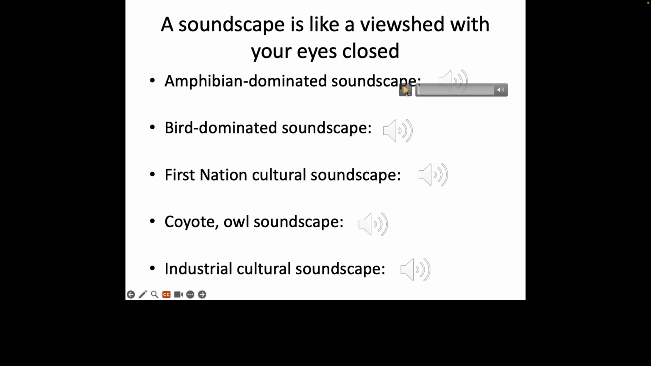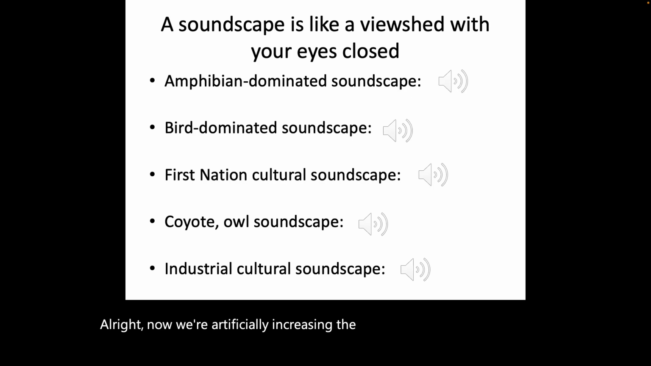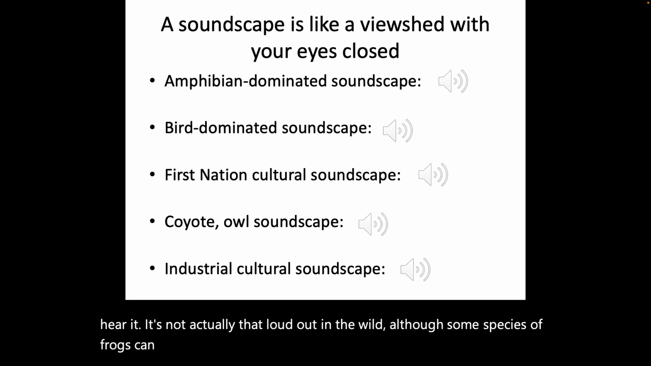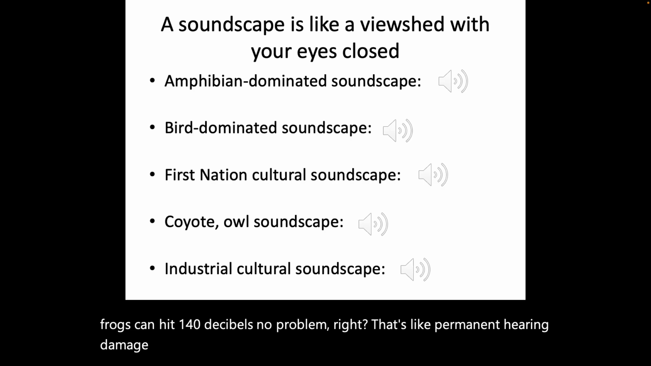Now, we're artificially increasing the volume of this so that you can hear it. It's not actually that loud out in the wild. Although some species of frogs can hit 140 decibels no problem, right? That's like permanent hearing damage for any period of exposure time-wise.